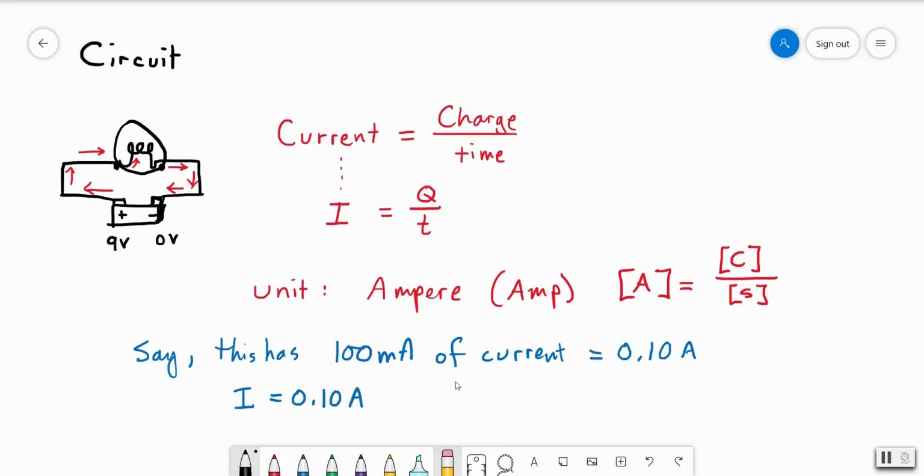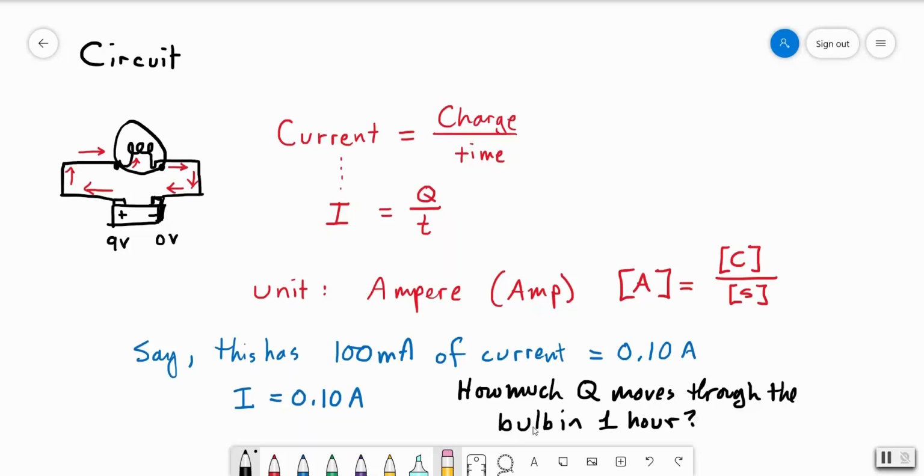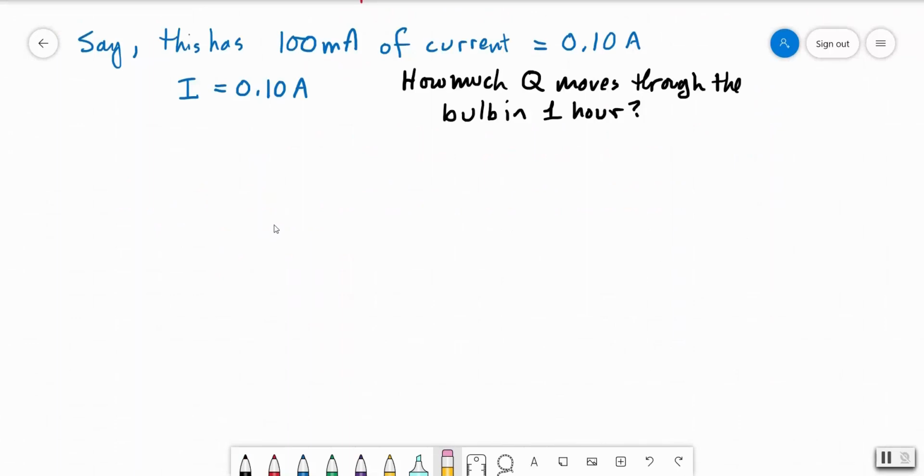We might ask the question, how much charge moves through the bulb in an hour? Now that we have that, let's scoot down so we can actually do our calculation. So the problem we have set up is how much charge moves through the bulb in 1 hour. It's important for us to first calculate the number of seconds. Why? Because remember that an amp is equal to a coulomb per second.